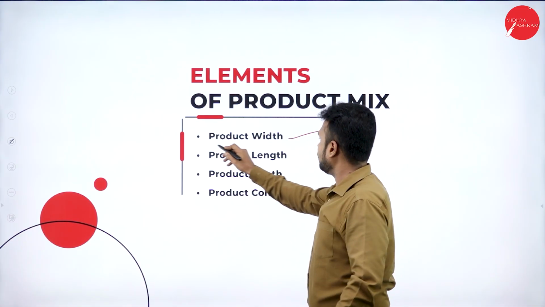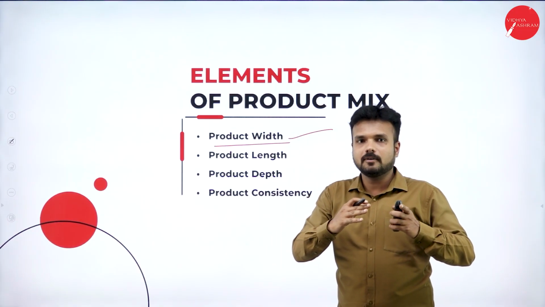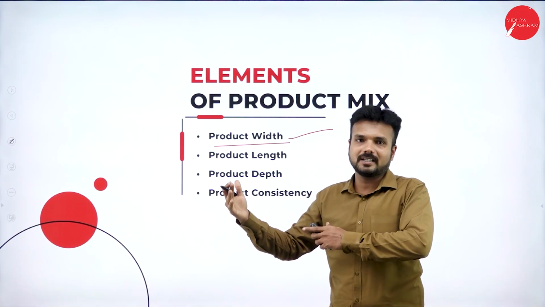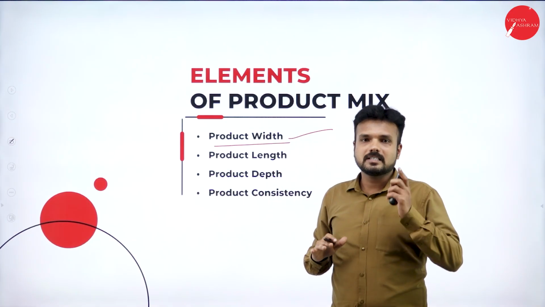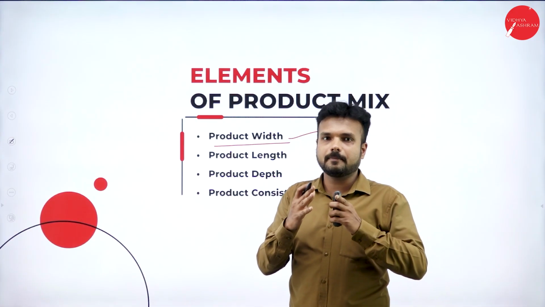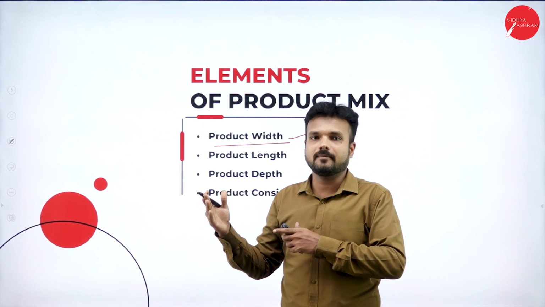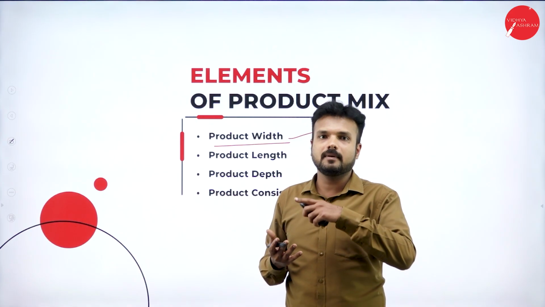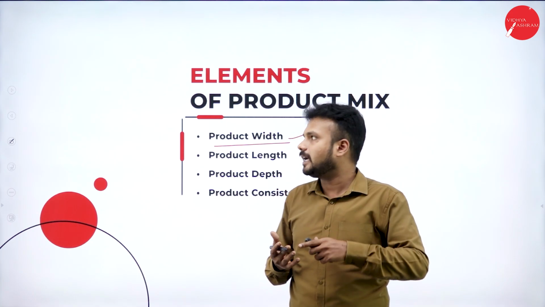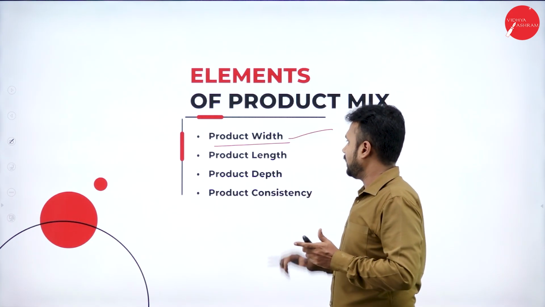When it comes to product width, in a brand there are various segments of products present in a particular brand; that we call product width. For example, in the Britannia company, there are n number of product segments available. Biscuits are available, snacks are available, and chocolates are also available. So there are a number of segments in one particular brand; that we call width.